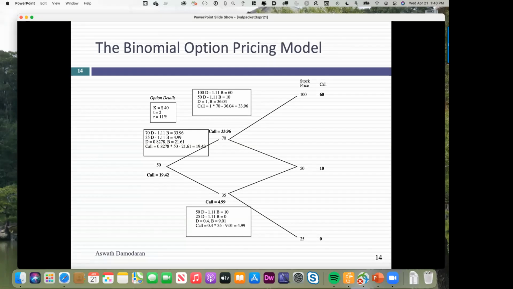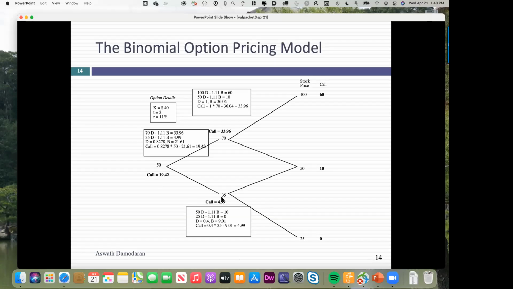If the stock goes to 70 and I go out and buy 1 share of stock and borrow $36.04, I've created something that looks like, talks like, walks like the option. It's exactly replicating the option. And guess what? That position will cost me $33.96. That's a 1 share at $70, but I borrowed 36.04. I've got to come up with only the difference. My call option, if the stock goes to 70, will be worth $33.96.